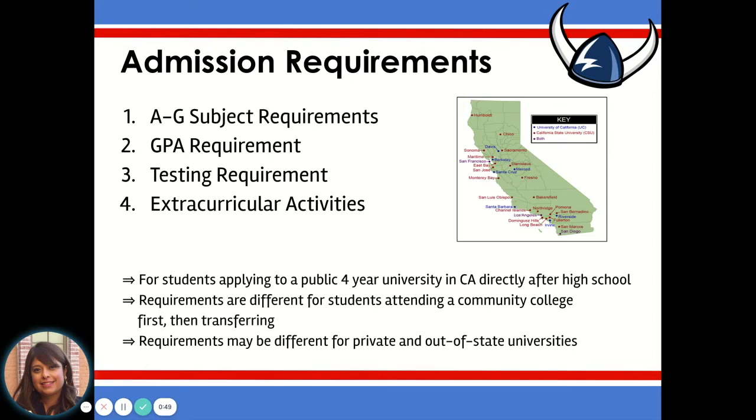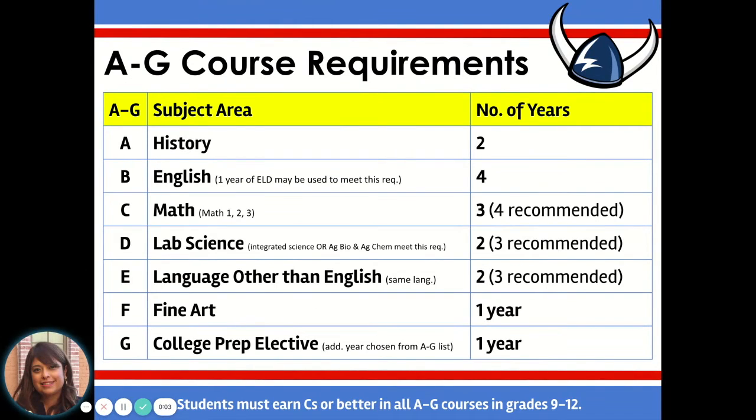Therefore, admission requirements are different for those students who will be attending a community college first and then transferring to a four-year university. Also, for students interested in applying to a private or out-of-state university, it is important that you research the school you are interested in applying to, as the requirements may be different than the ones we are presenting today. On this slide, we have the A through G subject requirements that students must meet for admission eligibility.